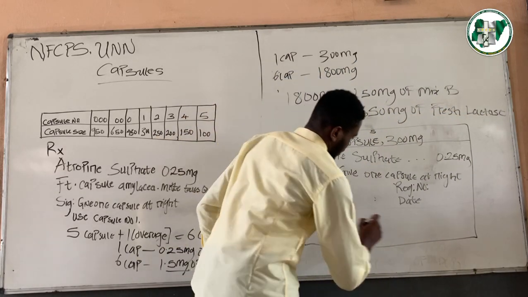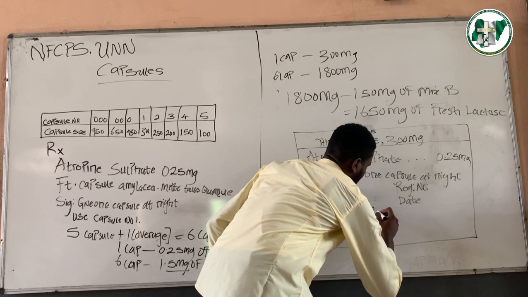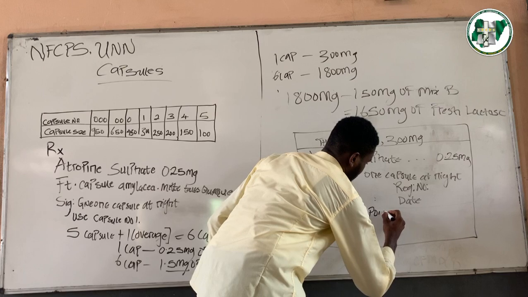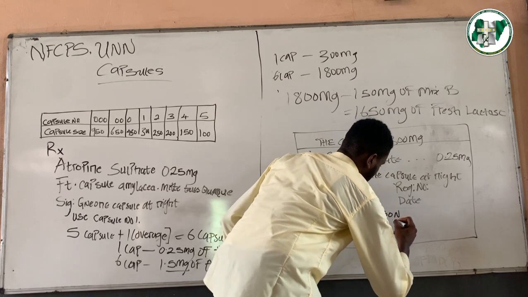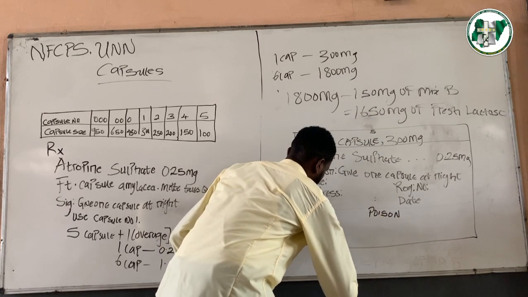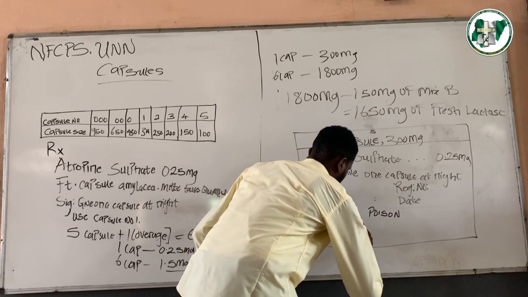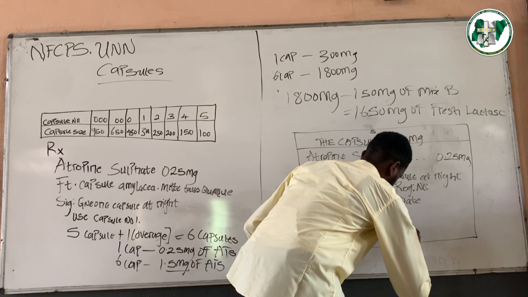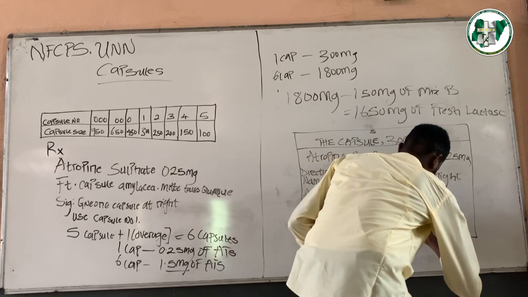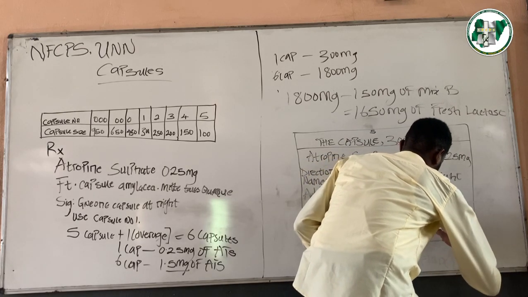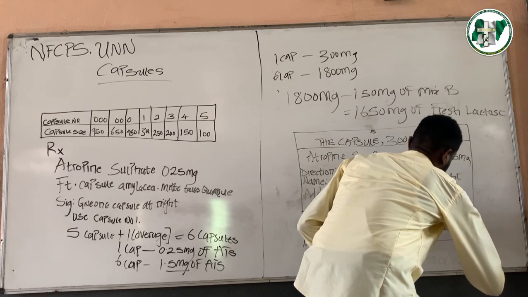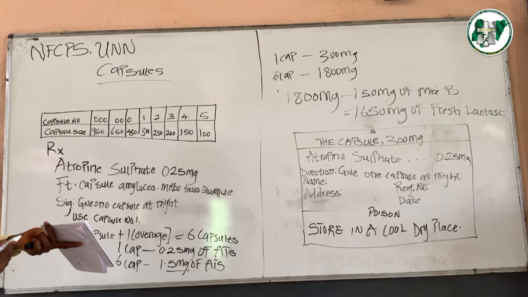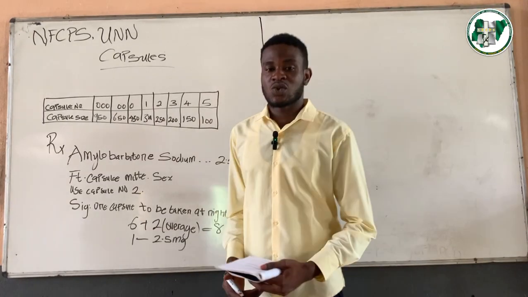Now, in the auxiliary label, you are going to write poison with a red pen at the top. Then you write store in a cool, dry place. The auxiliary label is going to be store in a cool, dry place. That's basically it with this capsule. So now over to the next question.